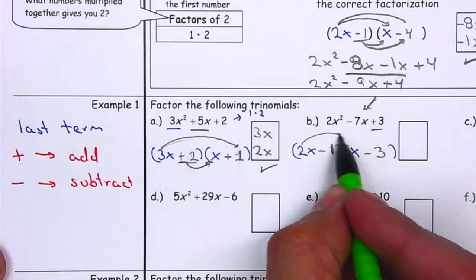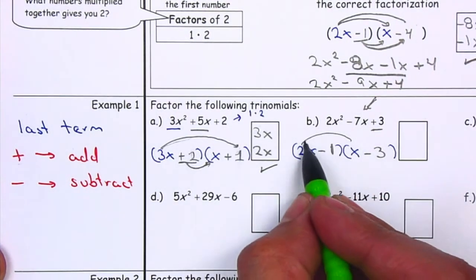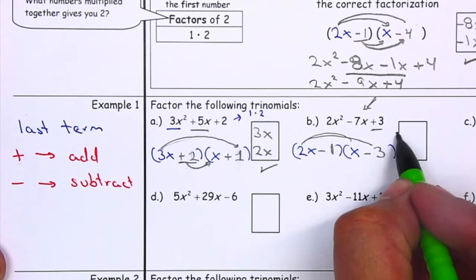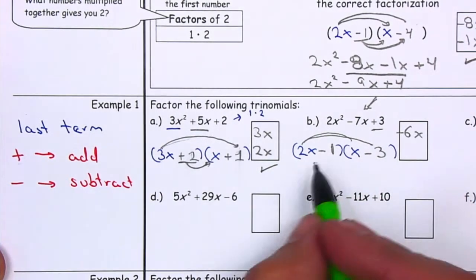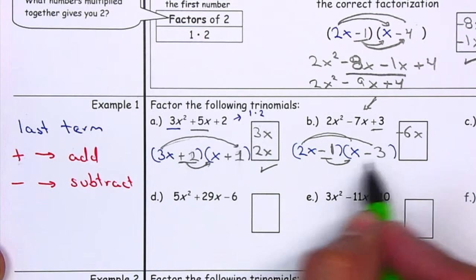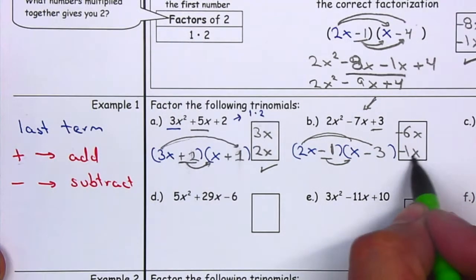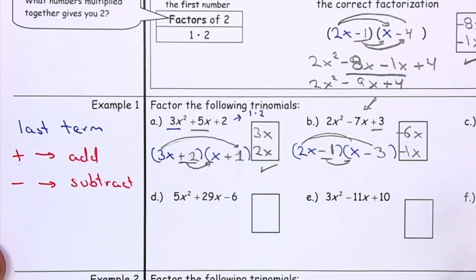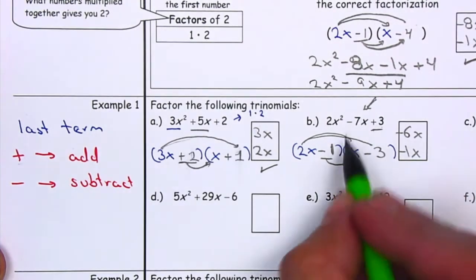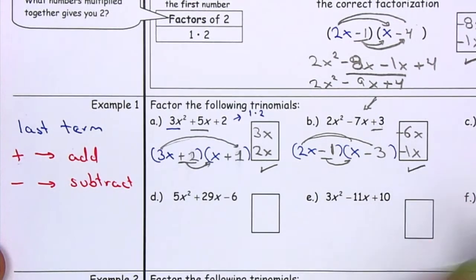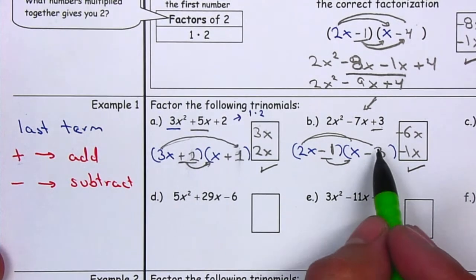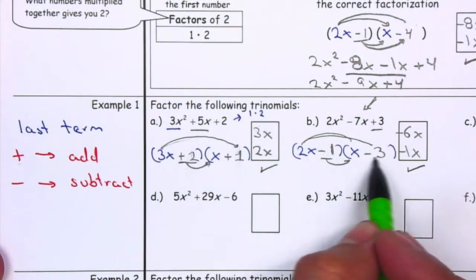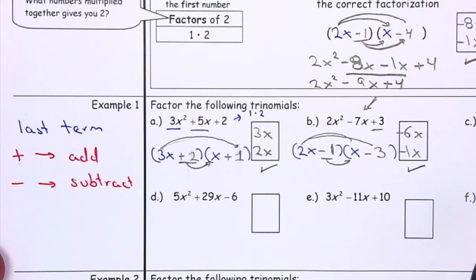So 2x times x is 2x squared. 2x times negative 3 is negative 6x. Negative 1 times x will give me negative 1x. And of course, negative 1 times negative 3 will give me a positive 3. If I add both terms, will that be equal to negative 7? Correct. If not, then you just have to switch the 3 here and the 1 here and try it once again.